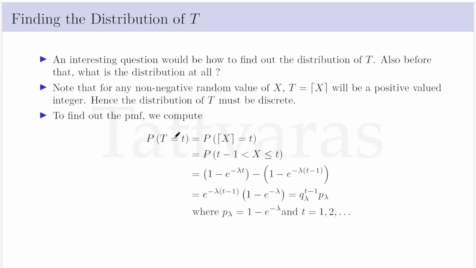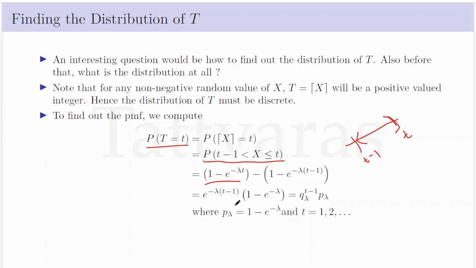Now comes the calculation of the PMF. Suppose t is any point. Probability t equal to small t means probability ceiling of x equals small t. That is probability t minus 1 less than x less than or equal to t, right? Because any value that is strictly greater than t minus 1 and less than or equal to t will be approximated to t when we take the ceiling function. If we calculate, this comes out as probability x less than or equal to t minus probability x less than or equal to t minus 1.